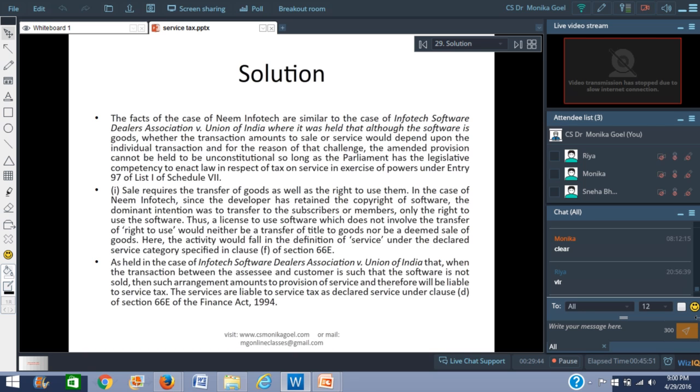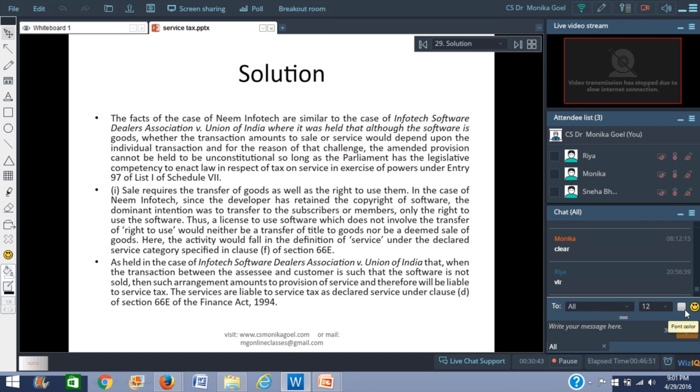In the case of Neem Infotech, since the developer has retained the copyright of the software, the dominant intention was just to transfer to the subscribers or the members only the right to use the software. Now, a license to use the software, which does not involve the license to transfer the use, will not be considered a sale, and it cannot be considered a deemed sale of goods. Here, the activity will fall in the definition of service under the declared service category specified in clause F of section 66E. As held in the case of Infotech Software Dealers Association versus Union of India, when the software is not sold and it is just that the license to use it has been transferred, then such an arrangement amounts to provision of service and therefore will be liable to service tax. The services are liable to service tax as a declared service under clause F of section 66E of the Finance Act 1994.